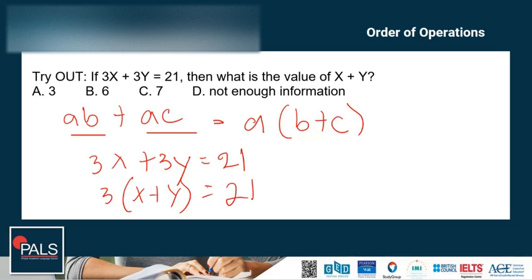You should know the answer by now, okay? Because you already know the factors of 21, because one of the factors is already given. So what is that number that when you multiply to 3, the answer is 21? So the other factor multiplied to 3 is 7. So it means x plus y is equal to 7.